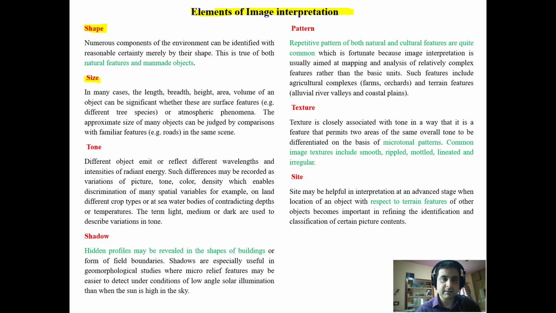Of course, the size. Suppose we have two water bodies. One is a linear feature, it's small, and another is a lake. So from the size we can say both are water, but one of the features is a river and the other feature may be a lake. The tone refers to the color.